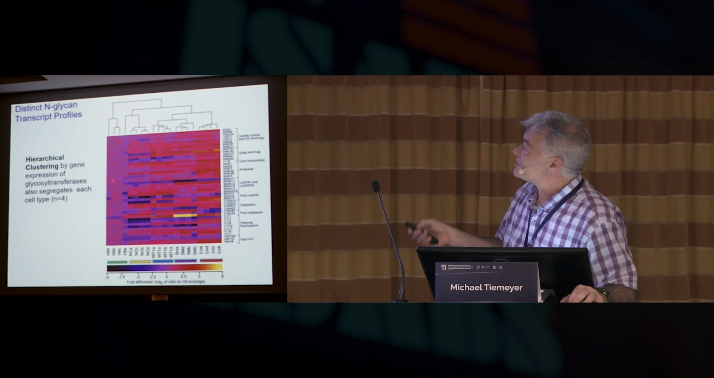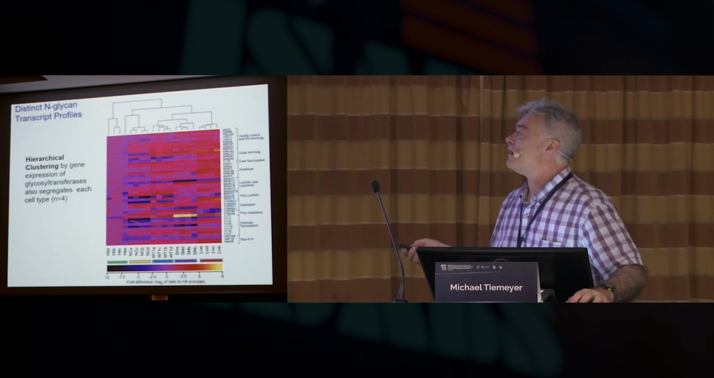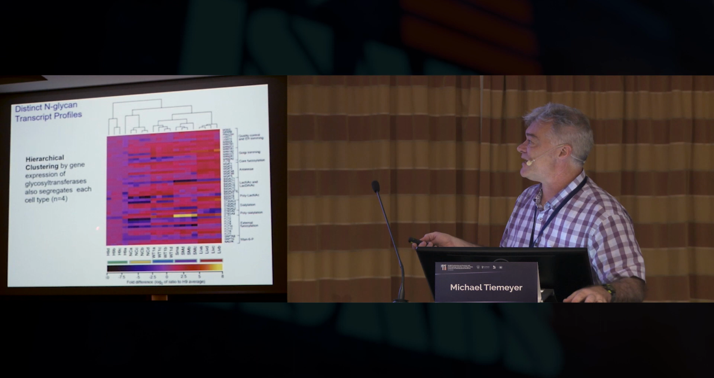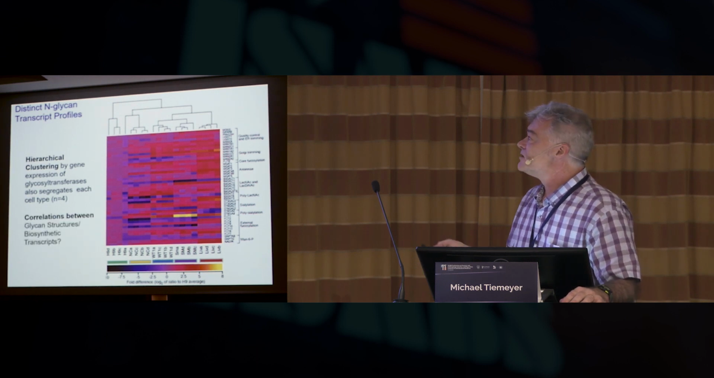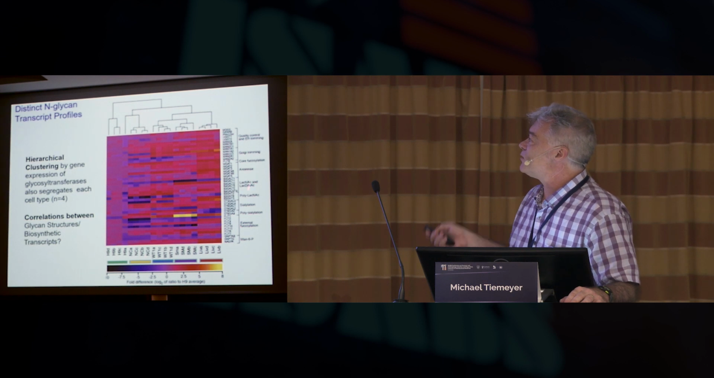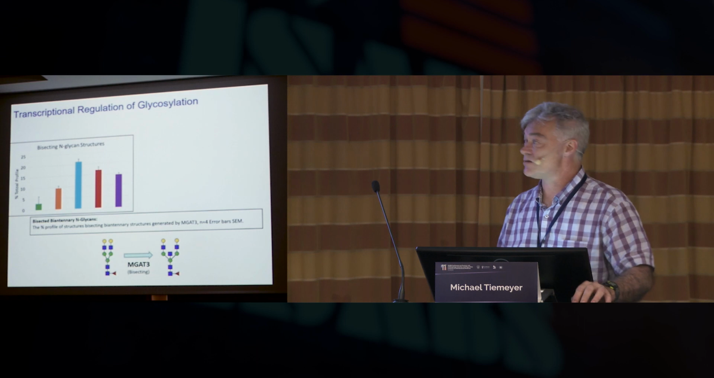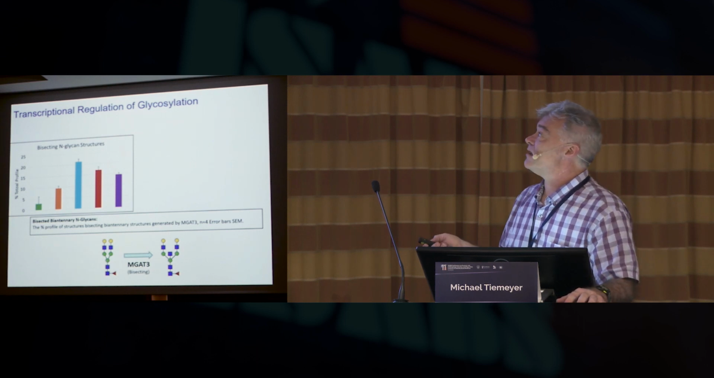Even though the profile was actually quite similar, it was a little bit more similar to the neural crest, and it turns out that this replicate was harvested a few days later than the earlier replicates, and had already started to spontaneously differentiate a bit towards neural crest. So, can we draw correlations between these transcript profiles and glycan structures within these cells? And the answer is yes, we can in some cases, and in some cases we can't.